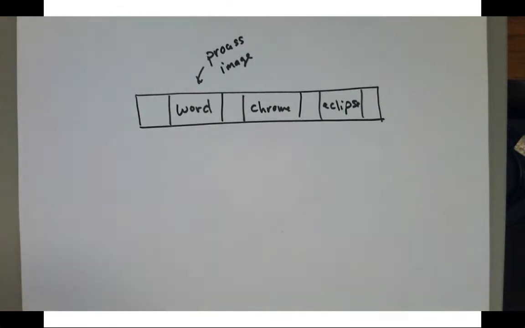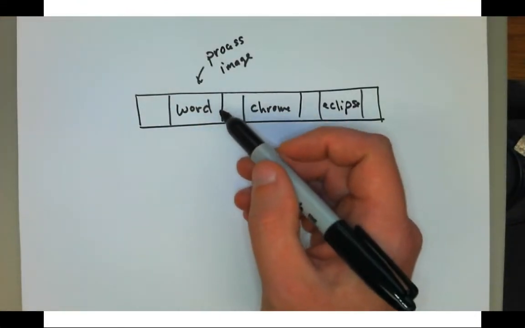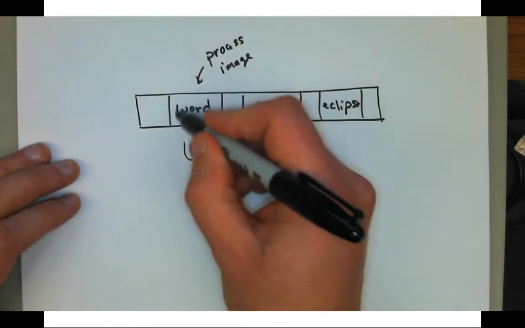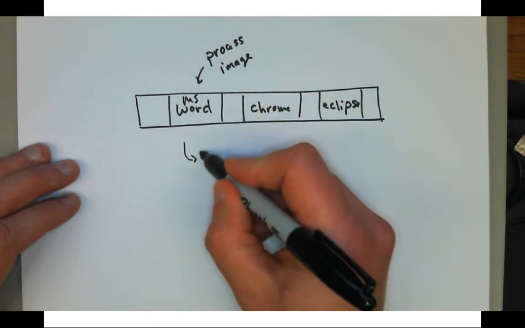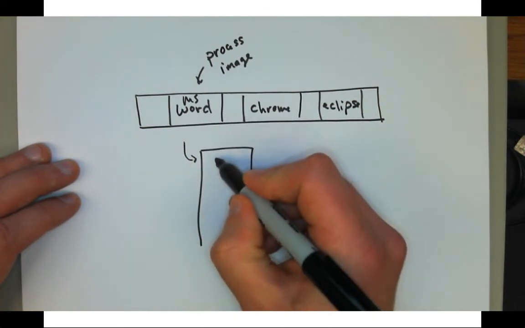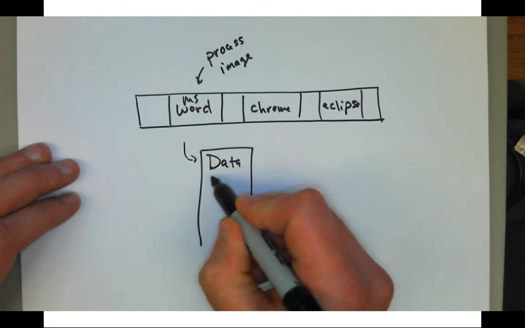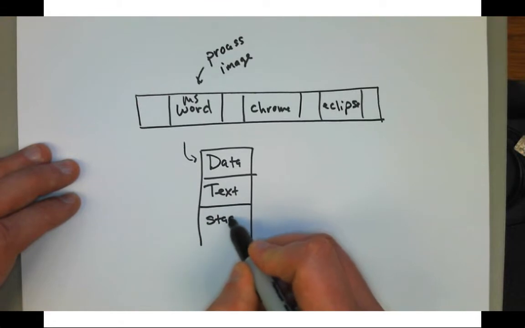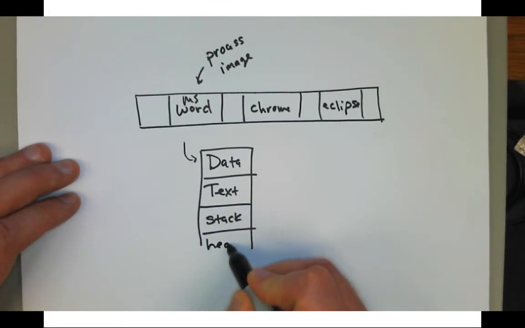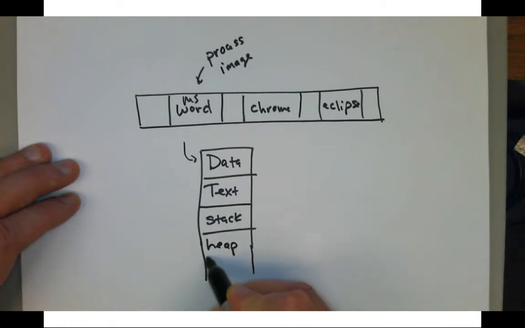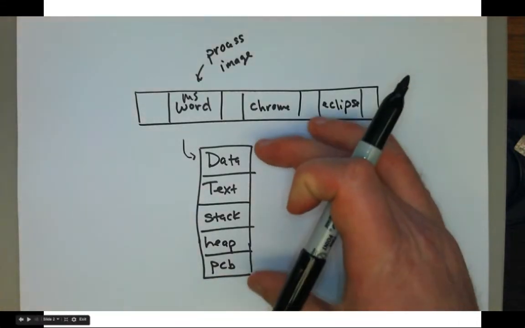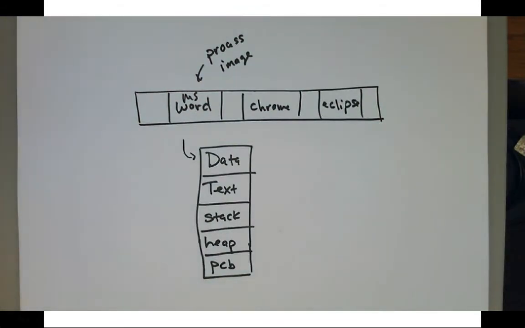A process image, okay, these sit in memory, can be broken into these different parts. If we were to examine this Microsoft Word process image in a little more detail, we'd see there's a data section, this thing called a text section, a stack, a heap, and this thing called a process control block. Okay? So every single program that's running on your machine has this process image somewhere in RAM.